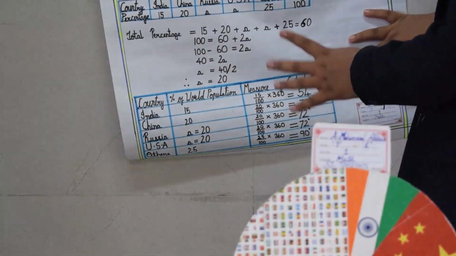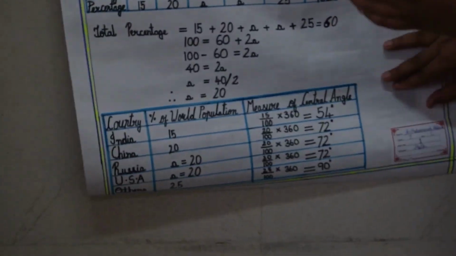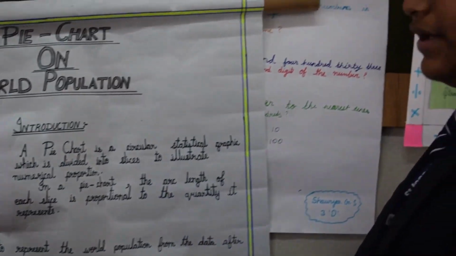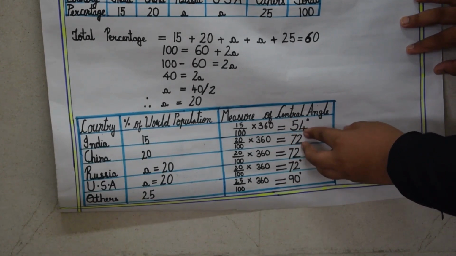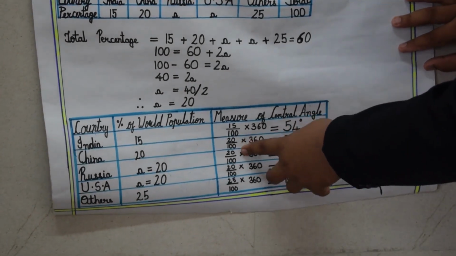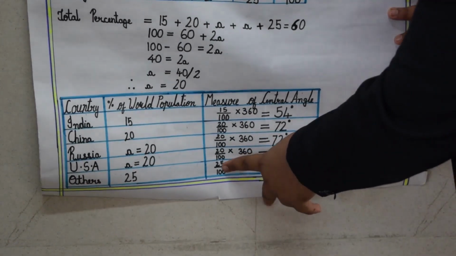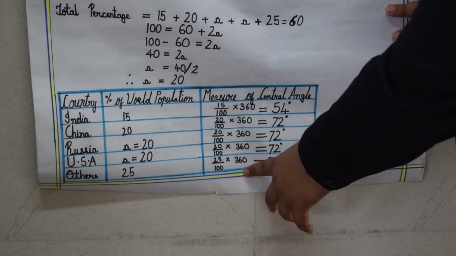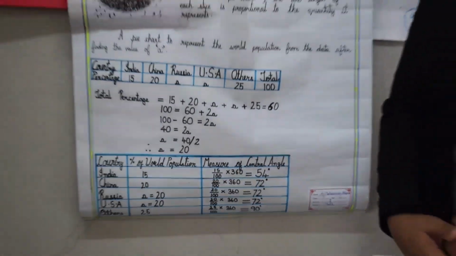See, now we have to measure the central angle. As I told you previously, the formula to calculate a pie chart is to divide by 360 and multiply by 100. So we take 15 by 100 into 360, which is 54 degrees. 20 by 100 into 360 is equal to 72. 20 by 100 into 360 is 72. 25 by 100 into 360 is 90 degrees. Thank you.